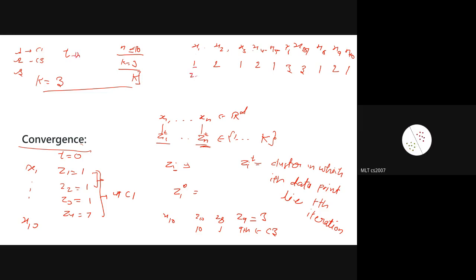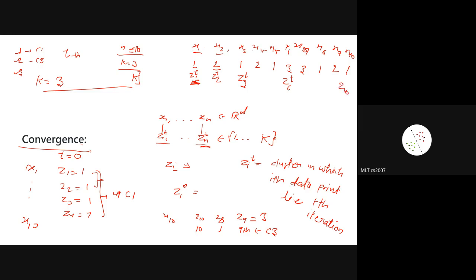This value I'm calling Z1, this value Z2, this value Z3. So corresponding to every data point, I have an indicator function, which gives me, at the tth iteration, the cluster. The subscript I can write here as the iteration I'm talking about. So this indicator function tells me in which cluster my first data point goes. Say for example, in the first iteration, my X1 is belonging to the first cluster. So this value I'm denoting as Z1T, and this value is Z10.